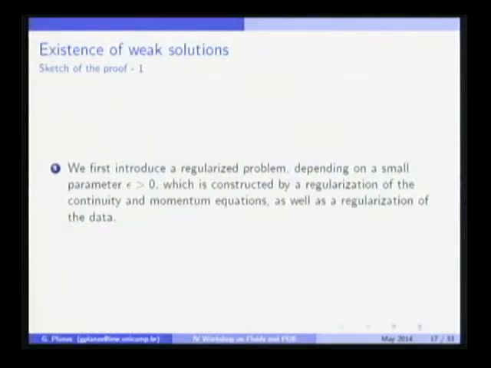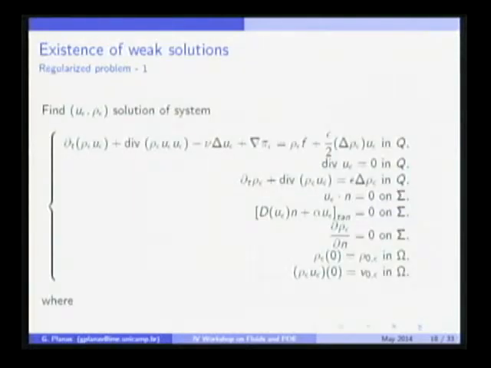We first introduce a regularized problem, depending on a small parameter epsilon, which is positive, and which is constructed by a regularization of the continuity and momentum equations, as well as a regularization of the data. I will show the regularized system. We have the momentum equation. All the terms are the same, but we have an additional term depending on epsilon. When epsilon goes to 0, this will disappear.